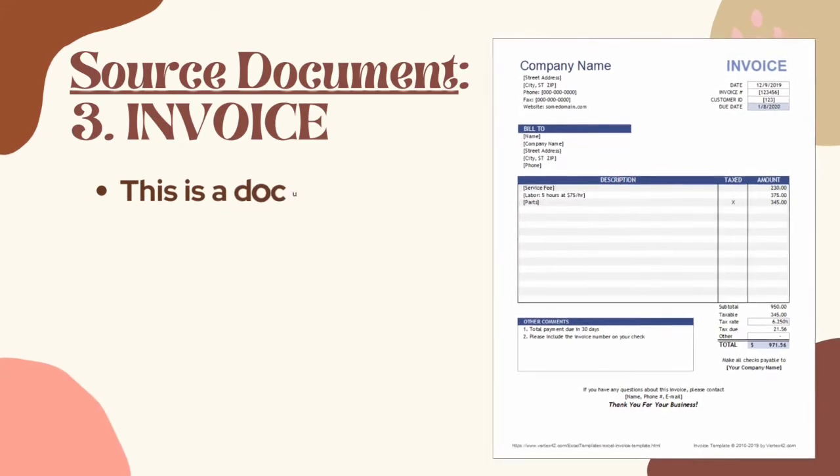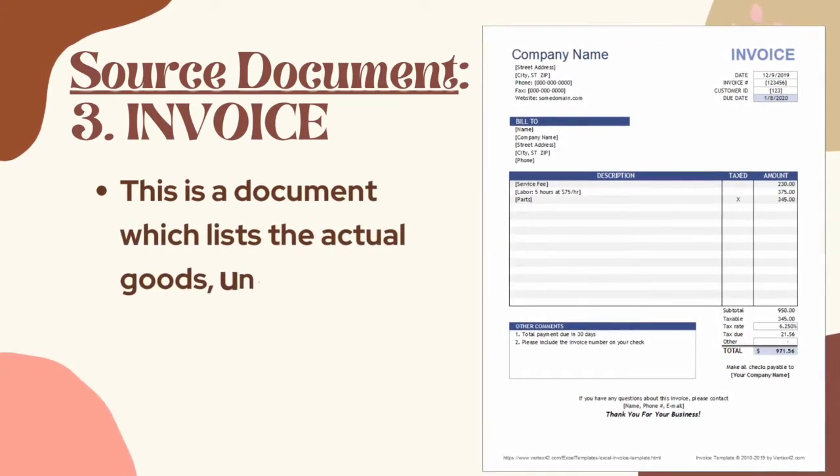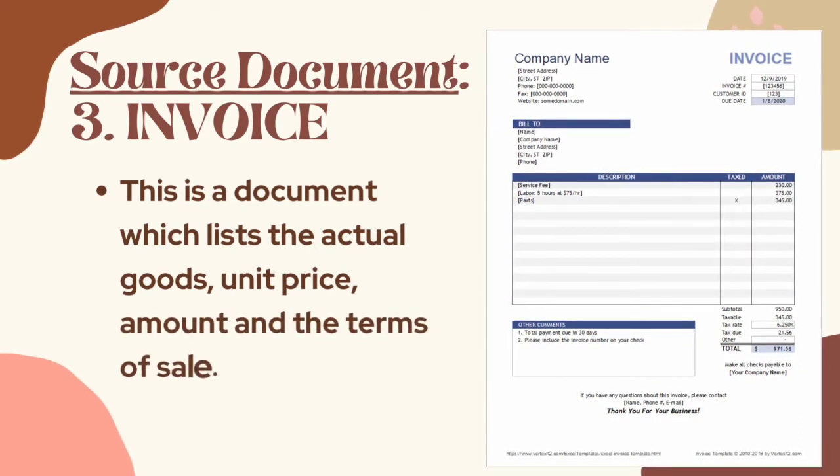So that is what the purchase order is used for. The next is invoice. An invoice is a document which lists the actual goods, unit price, amount, and the terms of sales. An invoice is always sent with goods to their location. So this invoice will give, at a glance, the type of goods, the description, the quantity, the price per unit, and the total amount of the goods. Then the terms of sale. For example, there is a discount on the total amount of goods. That's the terms of sale. Or we can say there are services attached after buying those goods. This is what an invoice is all about.